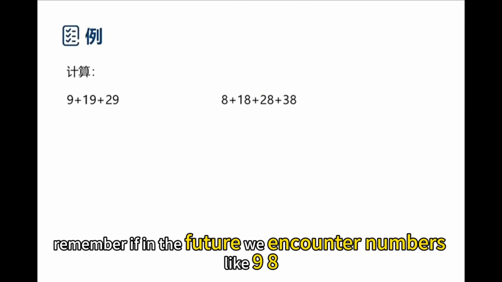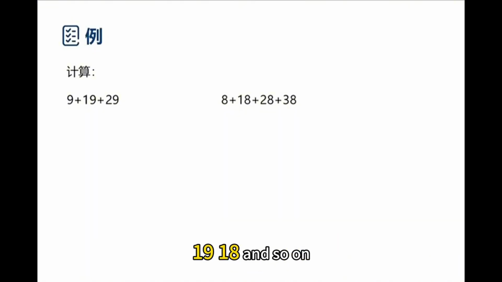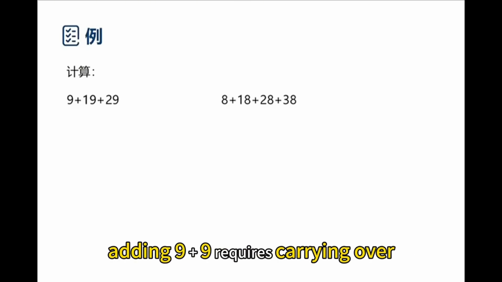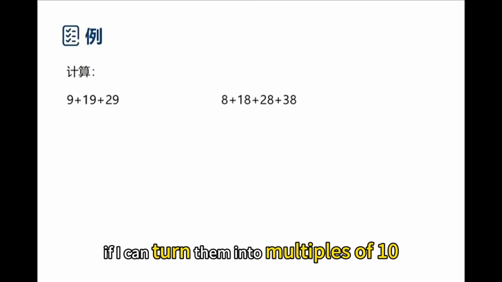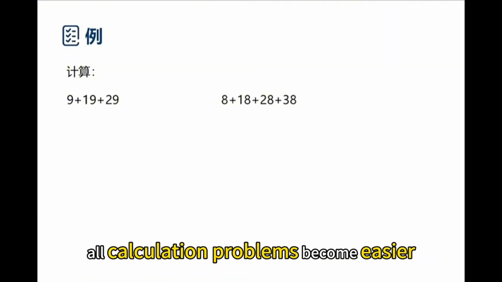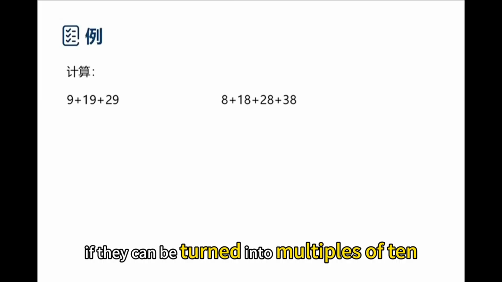So if it's not easy, how can we do it? Remember, if in the future we encounter numbers like 9, 8, 19, 18, and so on, we use the same idea of transformation and reduction. Adding 9 plus 9 requires carrying over. If I can turn them into multiples of 10, won't it be easier to calculate? The idea of transformation and reduction. All calculation problems become easier if they can be turned into multiples of 10.